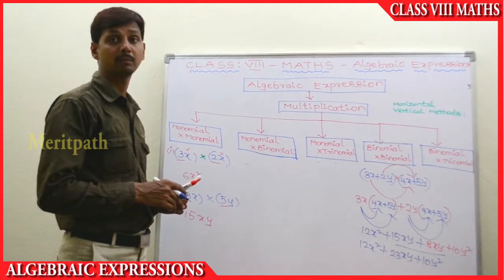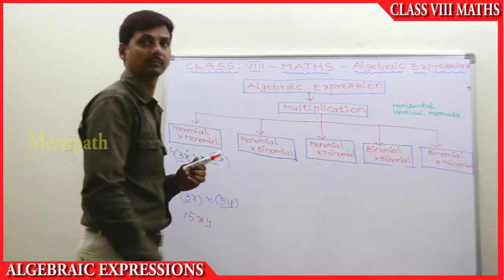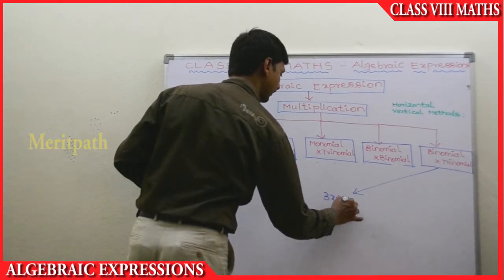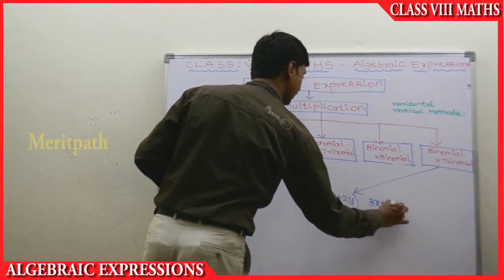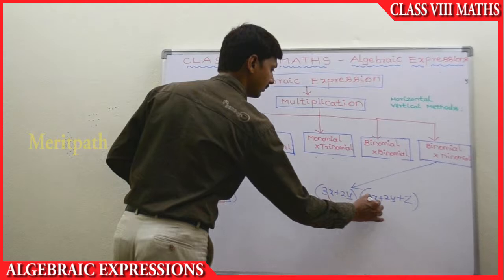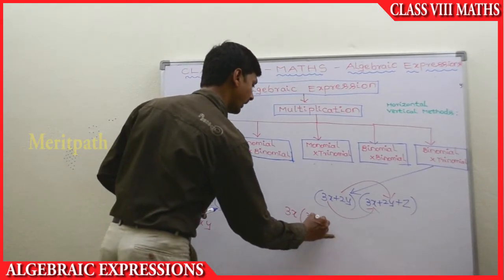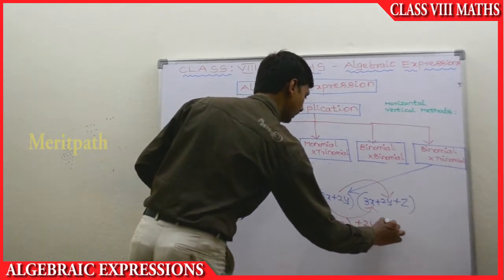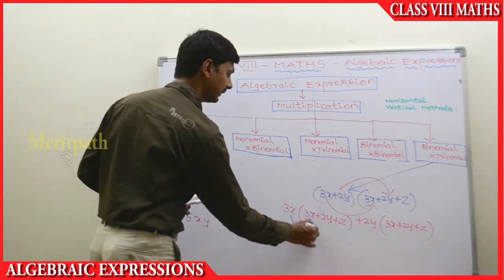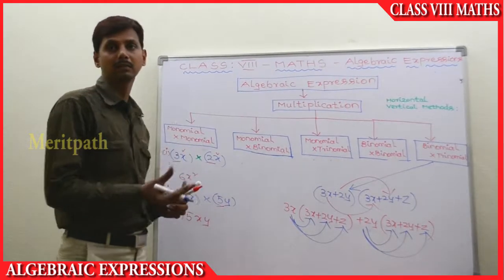Let's go to the next concept, that is binomial by trinomial. Binomial 3x plus 2y. Same property, distribution law. So 3x should be multiplied with this whole term, and 2y is also multiplied with this whole term. So 3x into x plus 2y plus z, plus 2y into 3x plus 2y plus z. So we use the same distributive property, and 3x into 3x, 3x into 2y, 3x into z, 2y into 3x, 2y into 2y, 2y into z. And finally we'll be getting the answer for it.